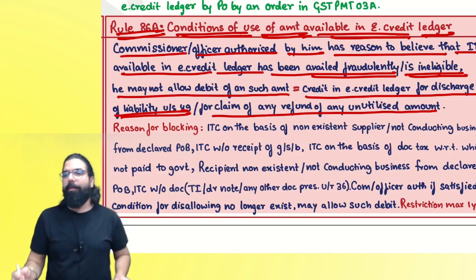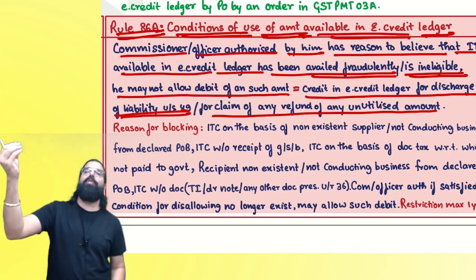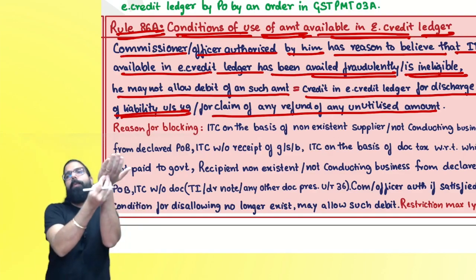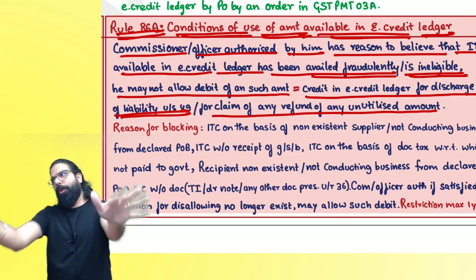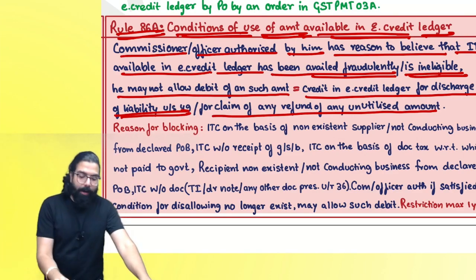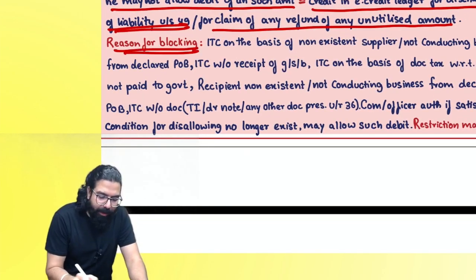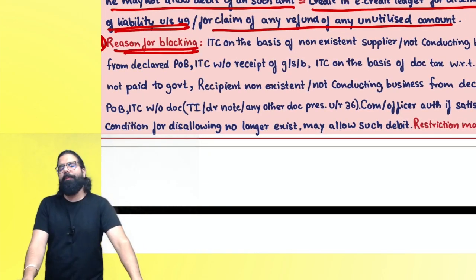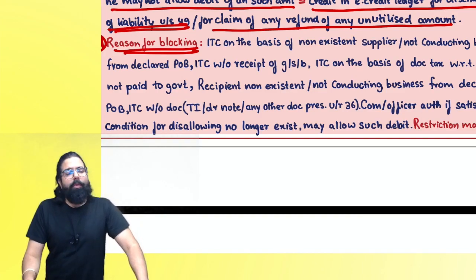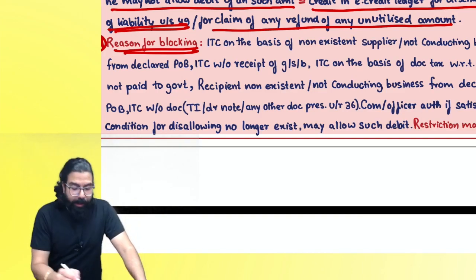Can I go ahead, everyone? He will not give you a refund also. He will not allow you to use the credit to pay your output tax liability also. Now, what can be the reasons for blocking the credit? They can ask this in the exam, please be very careful. What are the reasons that they can block the credit?